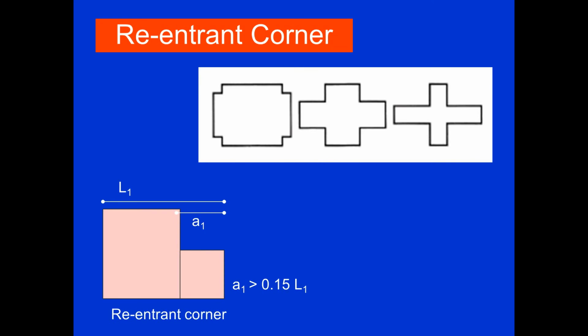If you see the diagram at the top, the building has re-entrant corners, in each of the plans at all the corners. These re-entrant corners are very critical as far as the earthquake is concerned. So what are the criteria? Let us see. A1 is the shorter side and L is the overall length. If A1 is greater than 0.15 times L1, then it becomes a re-entrant corner. This kind of irregularity, or you can say these plans of the building, must be avoided.